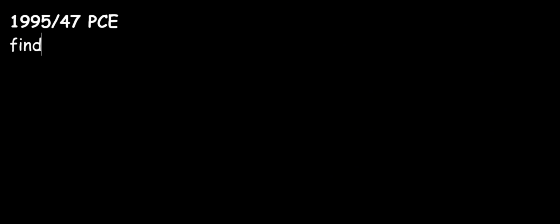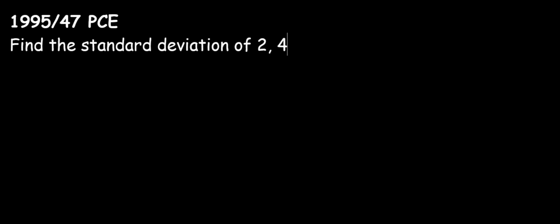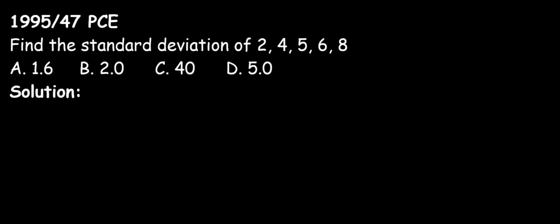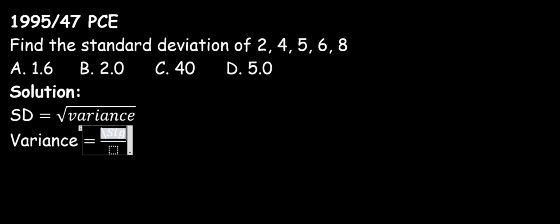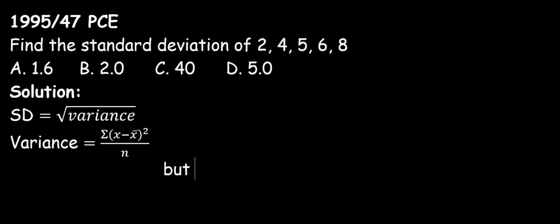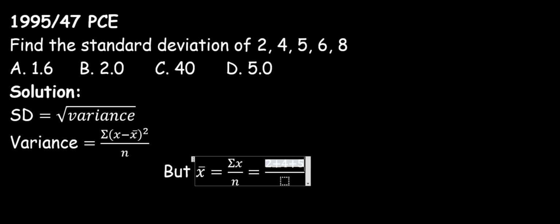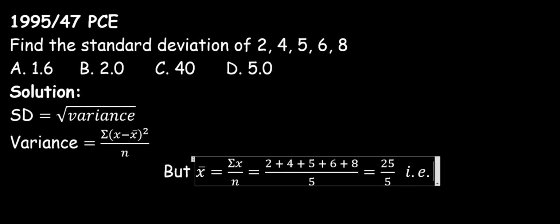Another example. Find the standard deviation of 2, 4, 5, 6, 8. The options are given. Solution. We know that standard deviation is equal to the square root of variance. So we find our variance, which is summation of (x minus x bar) squared over n. But our mean, x bar, is equal to summation x over n, which will give us 2 plus 4 plus 5 plus 6 plus 8 divided by 5. And the result is 25 over 5, which will give us 5.